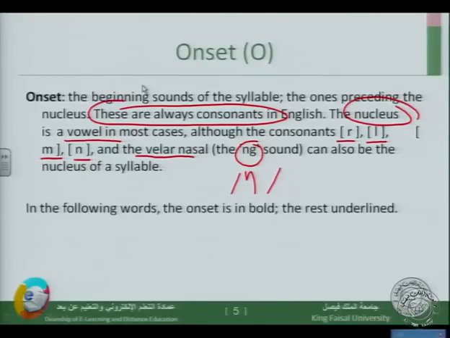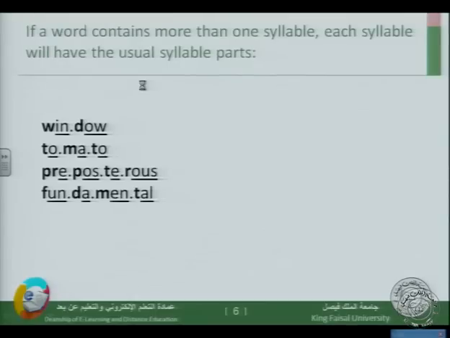In the following words, the onset is in bold, the rest is underlined right here. Read, flap, strap. This is an onset, as you can see. They are all consonants. If a word contains more than one syllable, each syllable will have the usual syllable parts. For example, window. How many syllables do we have? We have 2 syllables. Window. هذا onset, هذا onset. لكن هذا one syllable, هذا one syllable.